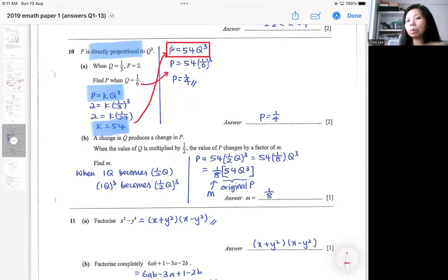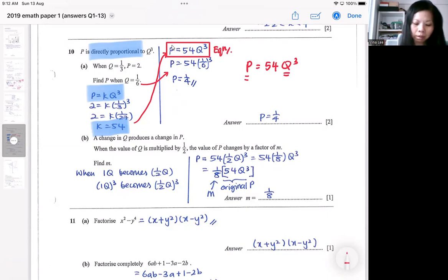Okay, so this part, there's no issue, but do take note of the equation here. I will be making use of this equation in the next part. So the question is saying that if there is any change in Q, then P will have some changes as well, which is quite obvious because both variables are related in the equation. So any change in Q will give rise to a change in P.